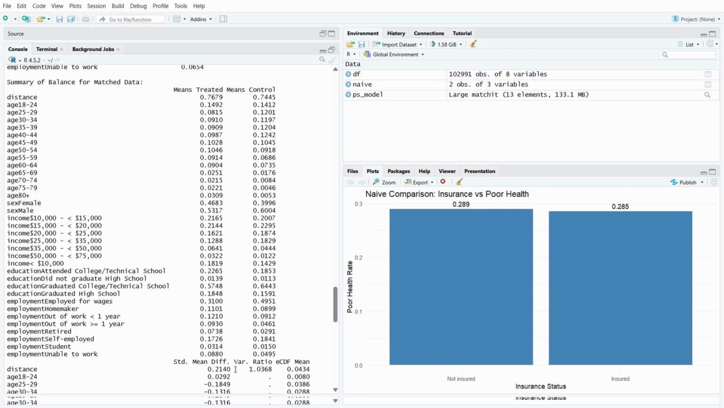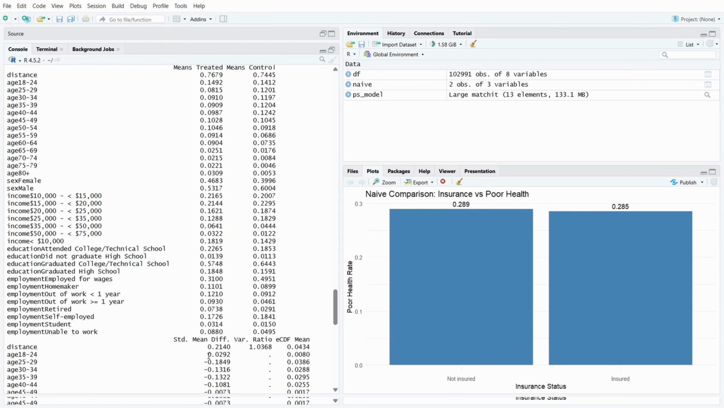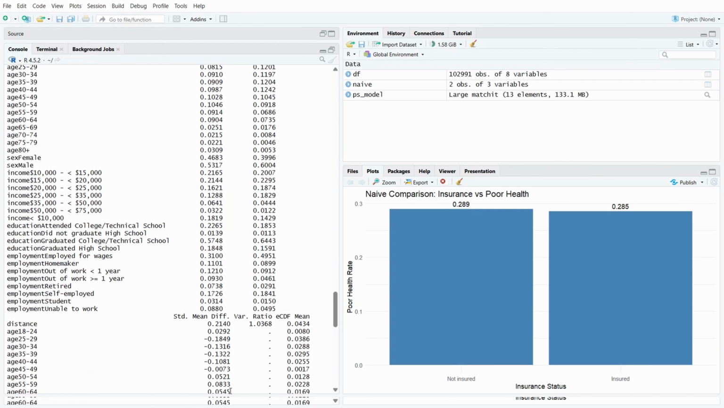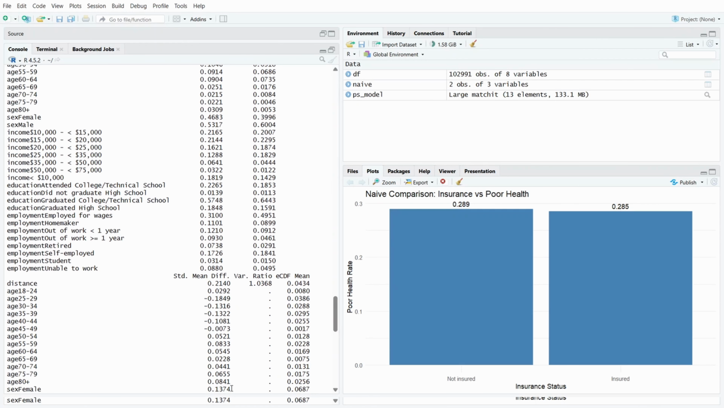Next, we examine the age categories again. Most of the age-related imbalances decrease substantially after matching. For example, age 18 to 24, age 45 to 49, and age 65 to 69 all move much closer to zero. Many age categories now fall below the common 0.1 threshold for acceptable balance. However, some moderate imbalance still remains in certain middle age categories such as 25 to 29, 30 to 34, and 40 to 44. So while balance improved considerably, matching did not eliminate all differences completely.